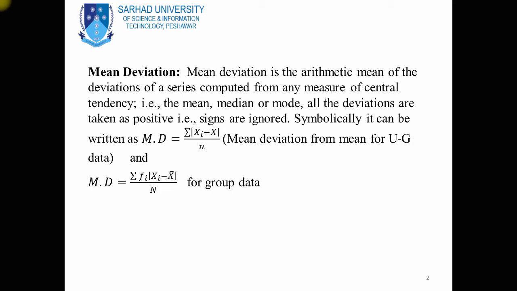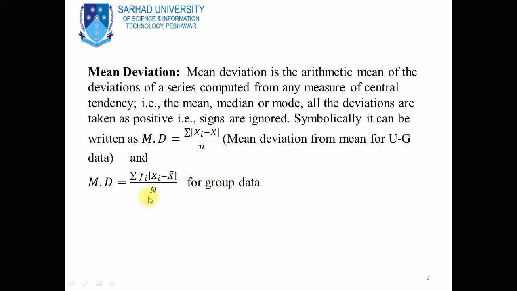Symbolically, it can be written as MD, mean deviation, is equal to sigma absolute xi minus x bar divided by n. And this is mean deviation from mean for ungrouped data. And mean deviation is equal to sigma fi into absolute xi minus x bar divided by N, and this formula is for the grouped data.